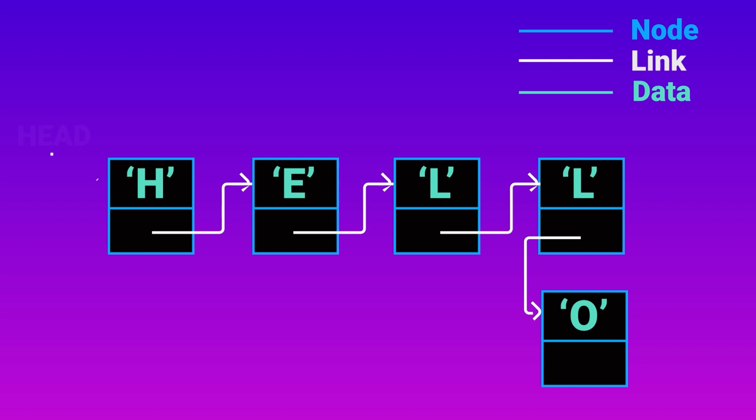In linked lists, there is a pointer called head, which points to the first node of the linked list. The last node of a linked list is called the tail. The last node, or the tail node, of a linked list always points to null, which denotes that this is the end of the list. Now, with the basics cleared, let's look at the types of linked lists.